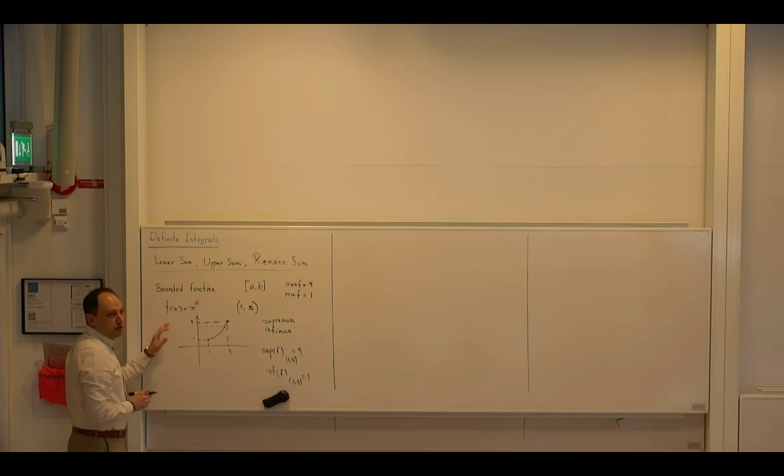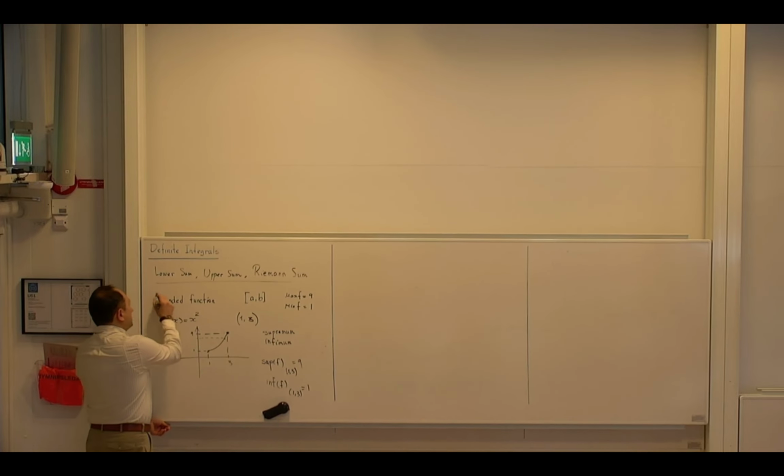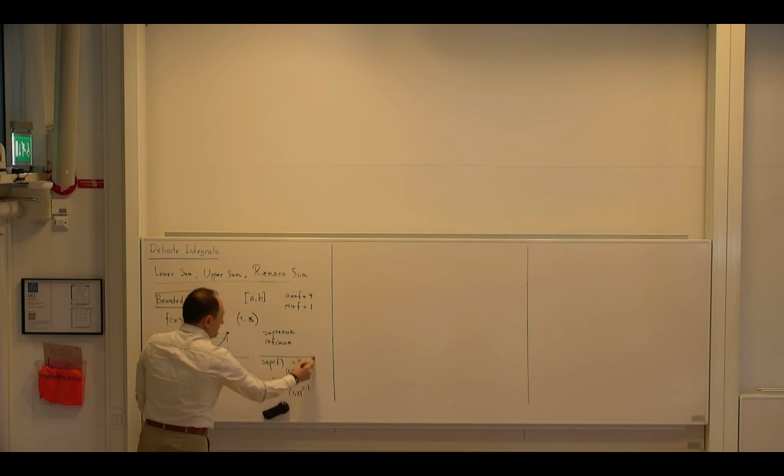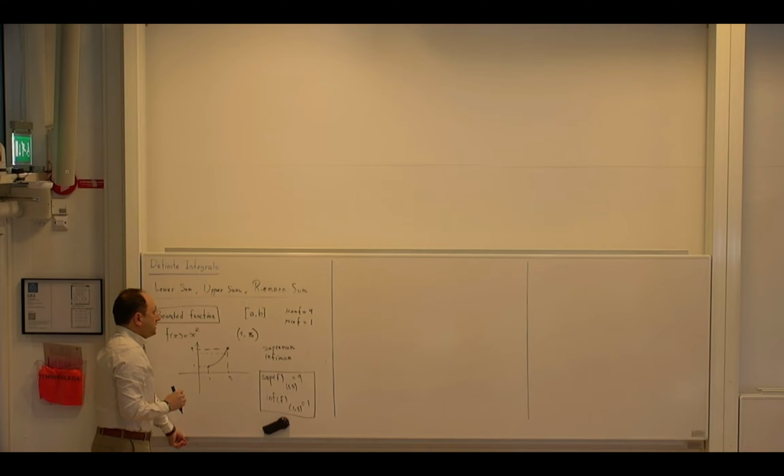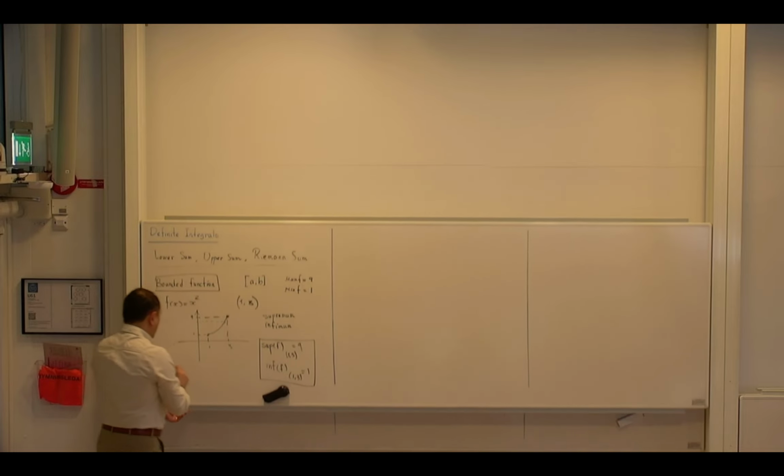Any questions? Okay. This is something about bounded function, and this is something about supremum and infimum. For your course, most of the time you can consider supremum as the max and infimum as the min. The only difference is that supremum and infimum are not necessarily attained. That's it. And the other thing that you need to know is the notion of a partition.